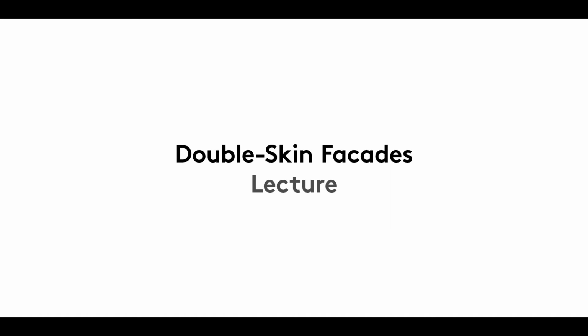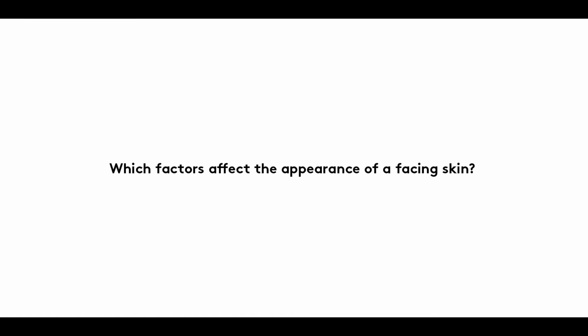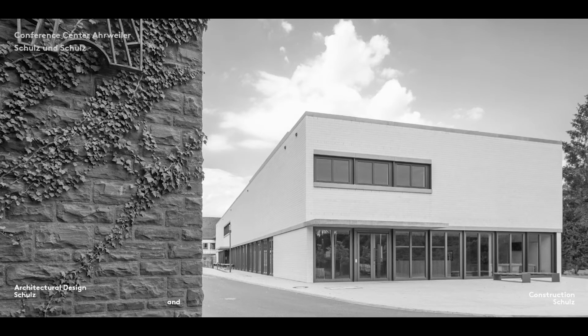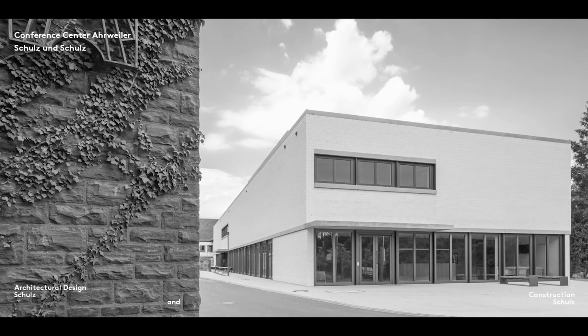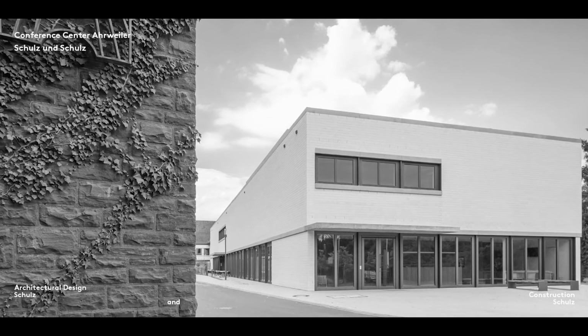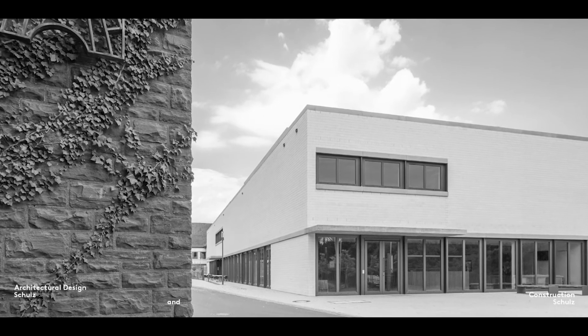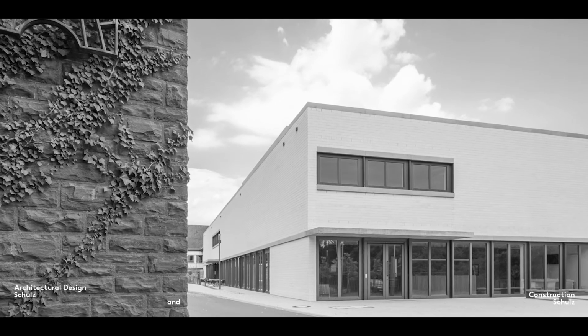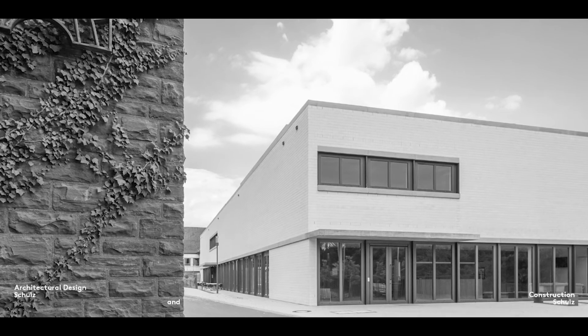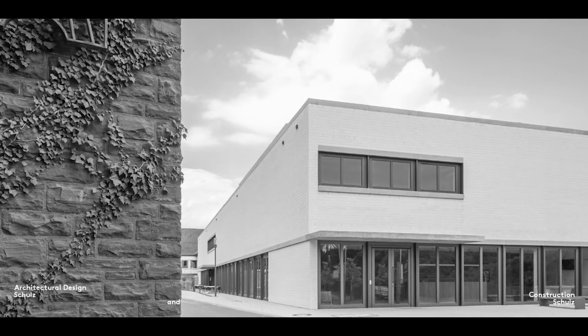A warm welcome to film number 5 in our double skin facade series, in which we consider the factors that affect the appearance of facing skin. Let's assume that you have decided to construct your facade as a double skin wall in which the facing skin will be built in fair-faced brickwork. This is because you want to emphasize the attractiveness of exposed brickwork.